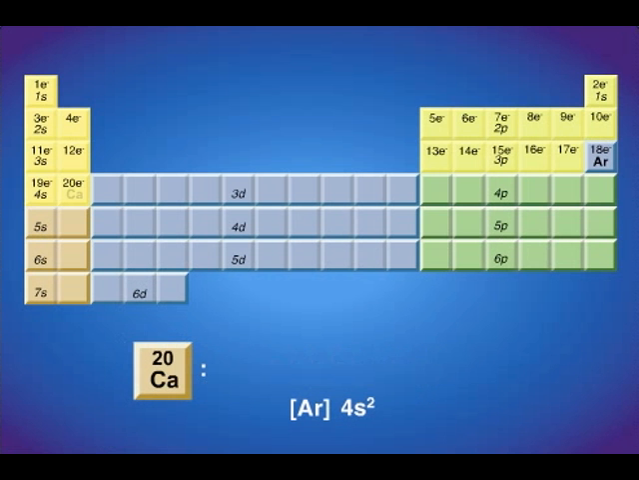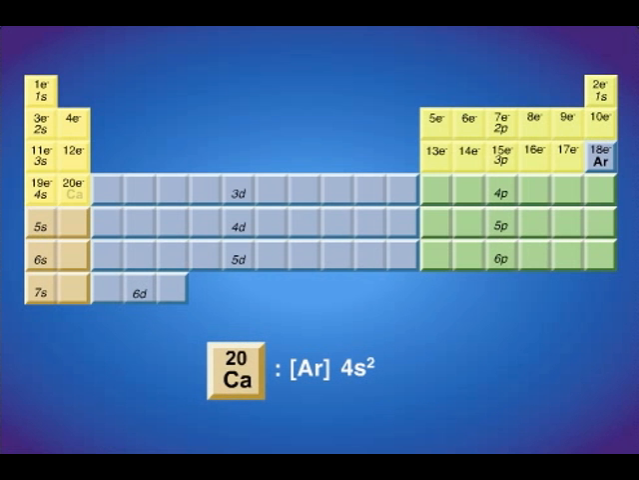We start with a shorthand representation for the electron configuration of calcium. We add a box to represent the 4s orbital. The last 2 electrons are placed in the 4s orbital with opposite spin. This is the ground state orbital diagram for a calcium atom. Remember that the notation argon in square brackets represents 18 electrons.